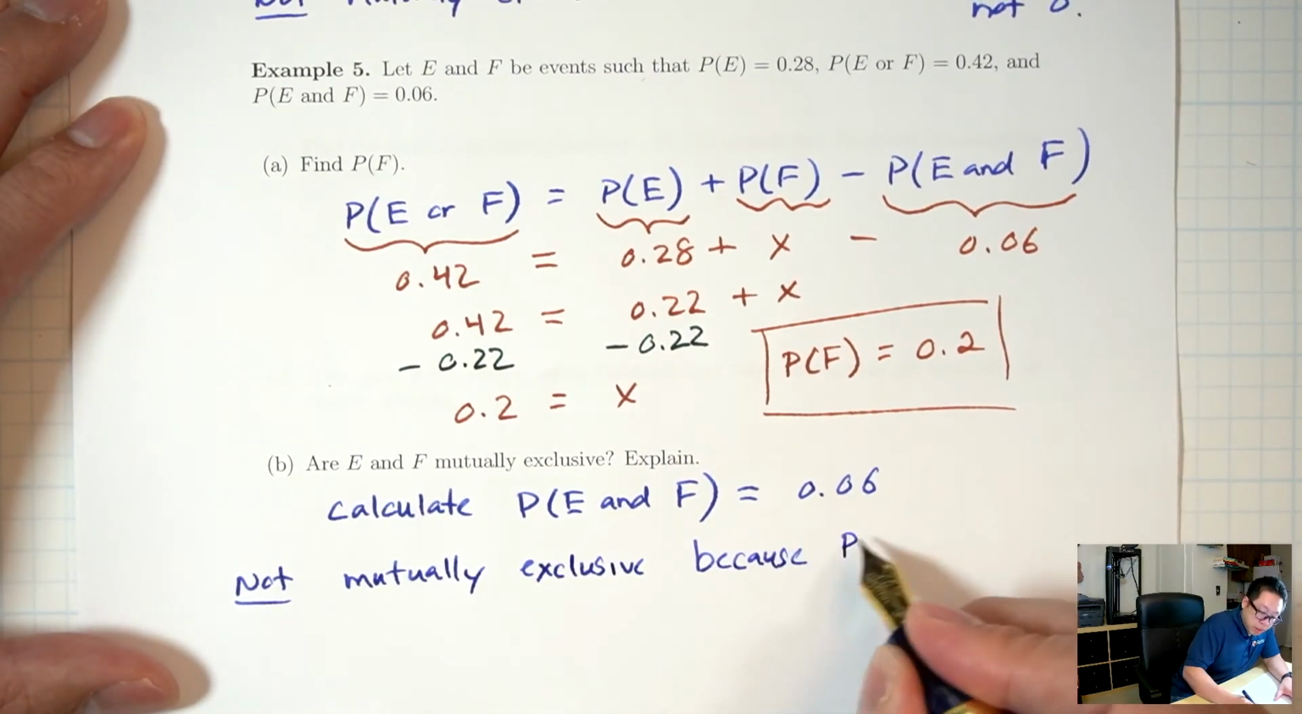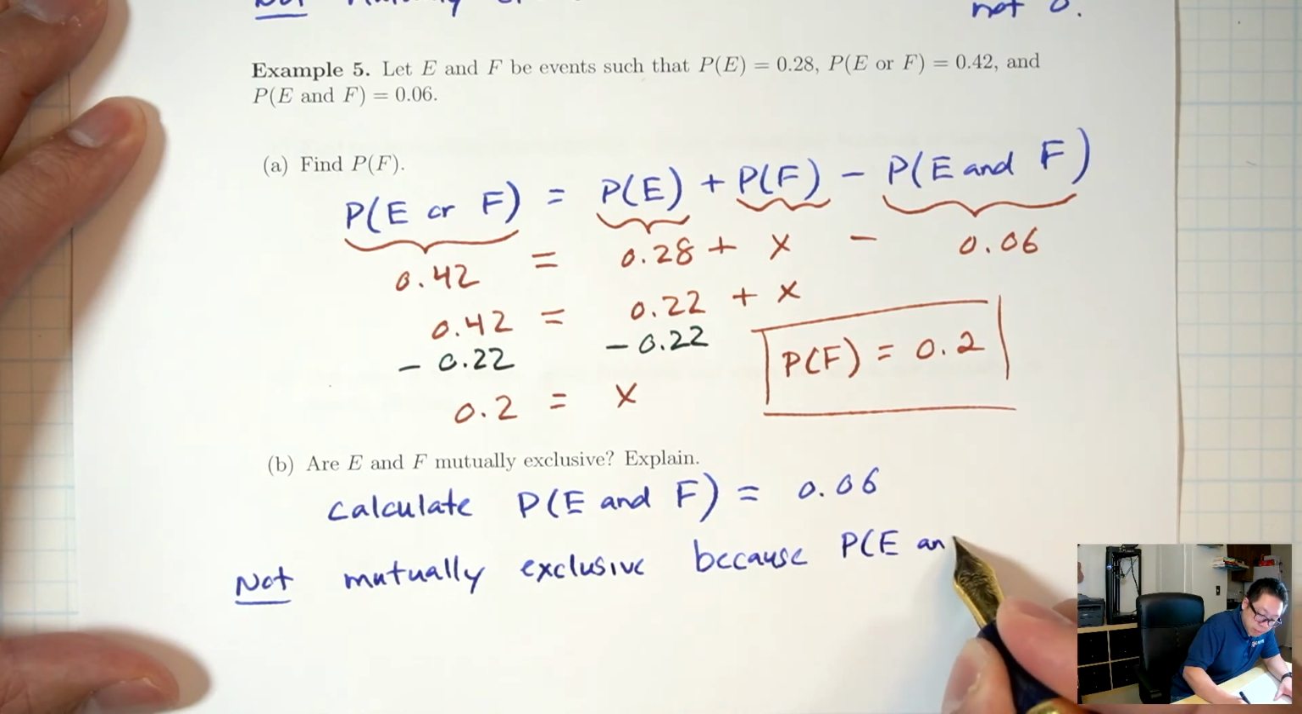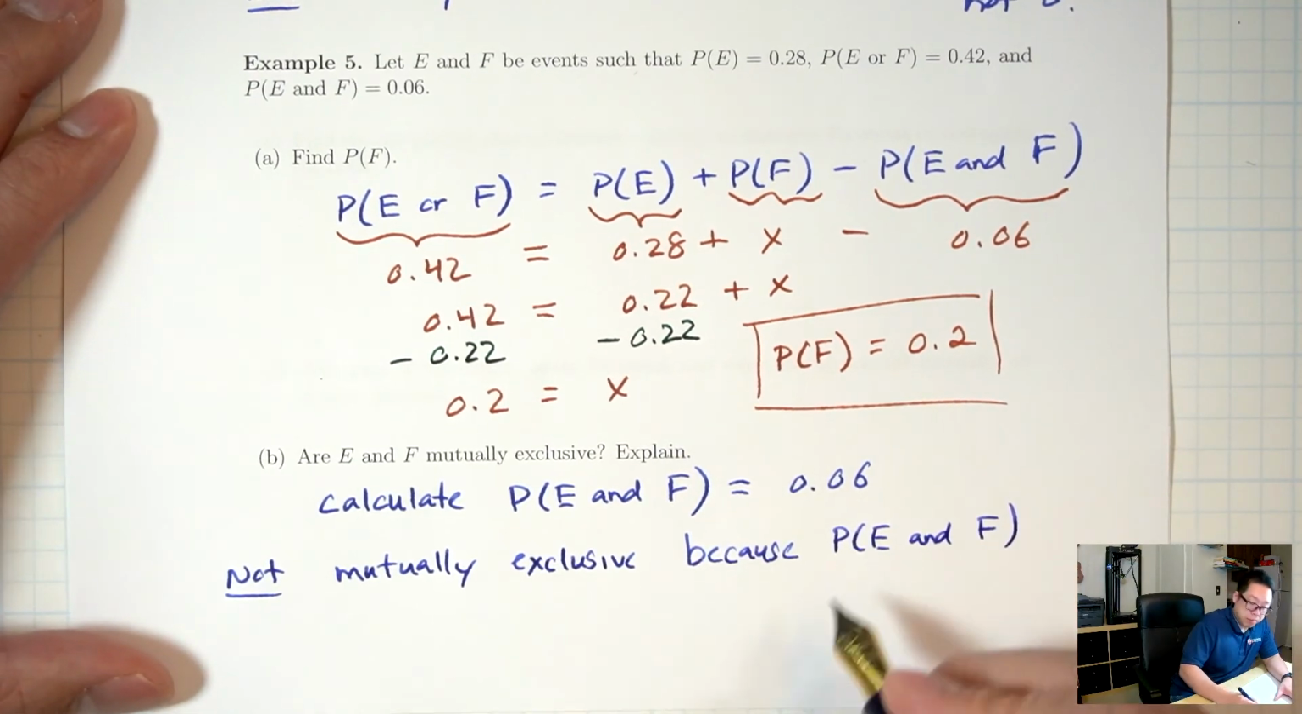Because when we looked at P of E and F, it was not 0.